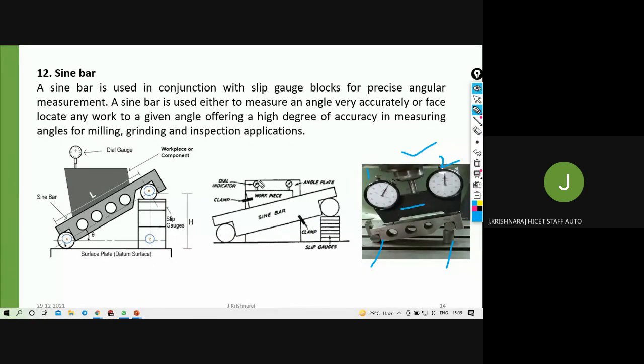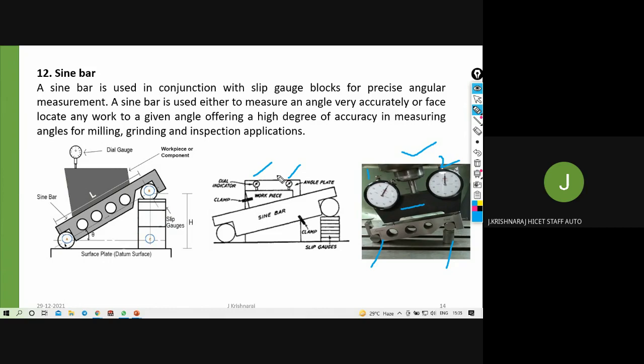And on the top of this, it will have two dial indicators. So we have to set it as flat, which means that both are getting the same readings. Next, to make it flat, you have to add slip gauges on the bottom of this sine bar, at any one place. If you add the slip gauges one by one, the dial gauge values will vary.